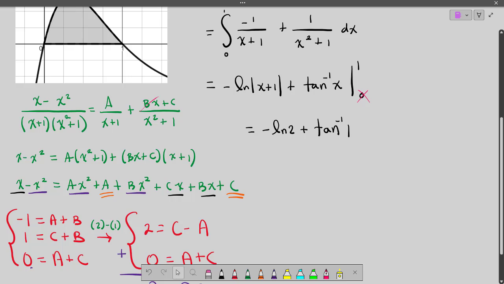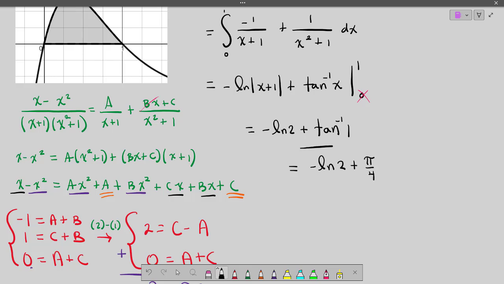Inverse tangent of 1, angle on the right with a tangent value of 1. Pi over 4. Pi over 4. So minus natural log of 2 plus pi divided by 4. And that's as far as we can go.